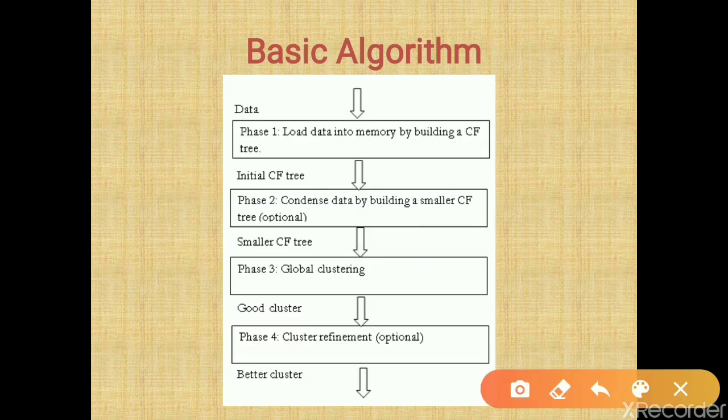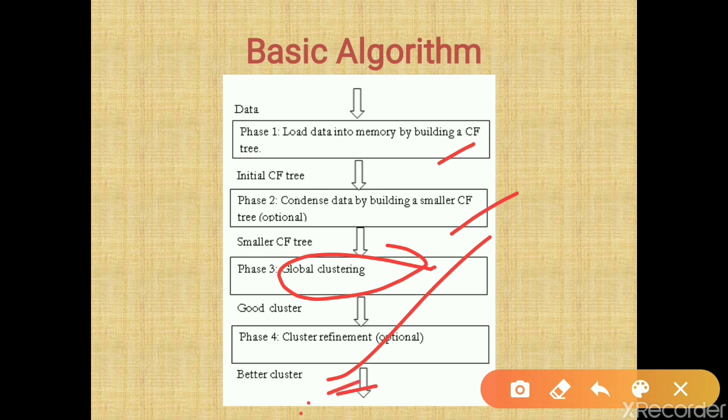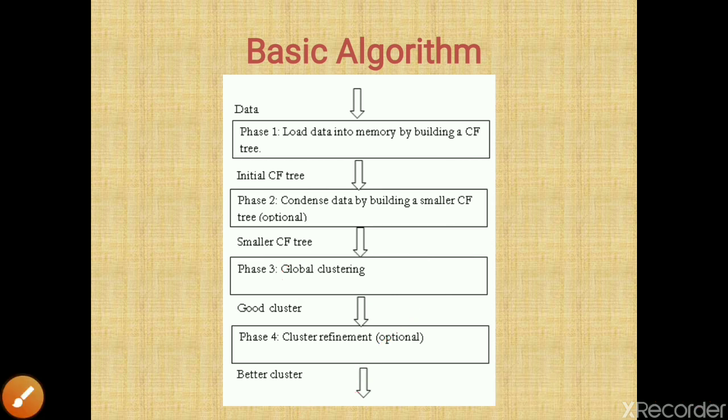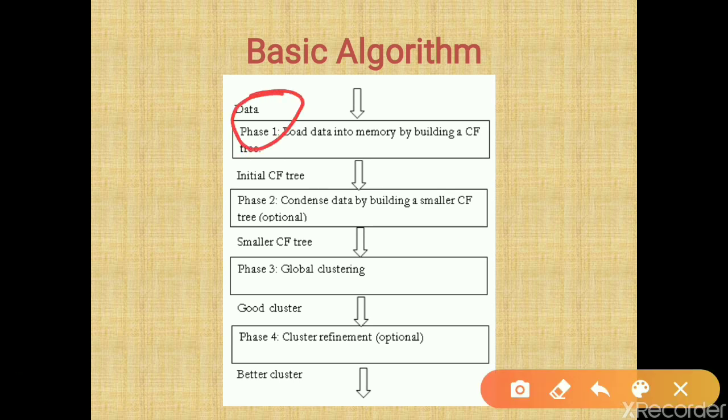This is a schematic representation. The first phase is loading, next is condensing the data, global clustering is the third phase, and cluster refinement is the fourth phase, and you will get a better cluster. Here you can see the input and output of each step. In the first phase, you are given raw data as the input, and you get an initial clustering feature tree. After the second phase, you get a smaller CF tree, and this CF tree is given for global clustering, and you will get a good cluster. After cluster refinement, you will get a better cluster. Clear?